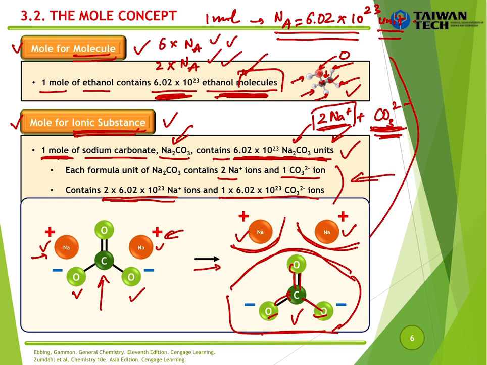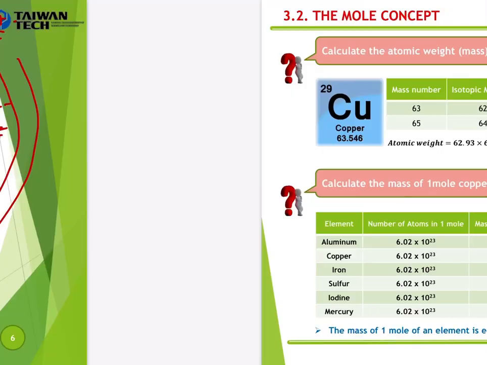And it's really important for our calculation. Okay? Because for the chemical reaction, we will have the reaction between our ions or atoms or molecules. If you know the number of our atoms, molecules, or ions, then you can make the calculation.